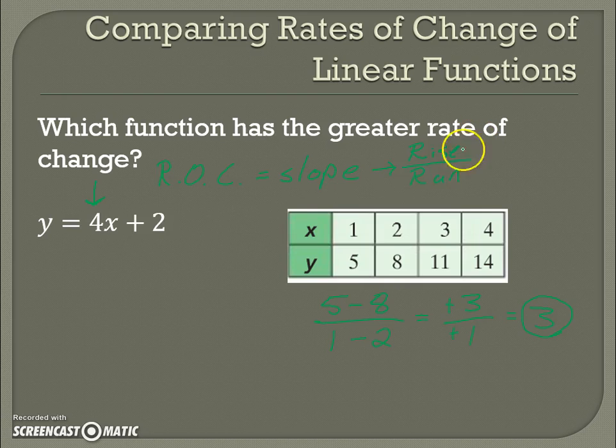Says which function has the greater rate of change? Well, this one has a slope or a rate of change of 4. So the greater rate of change is 4. So you'd say this one, and you maybe write that out, 4x plus 2 has the greater rate of change. Pretty straightforward, not too difficult on that.